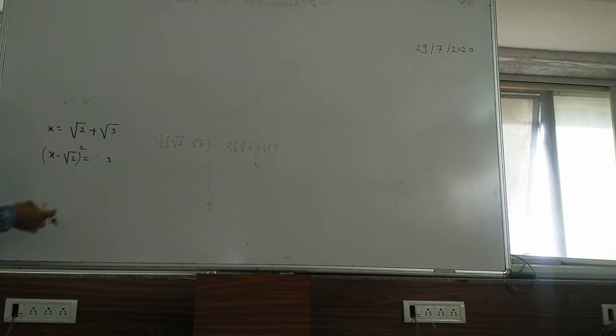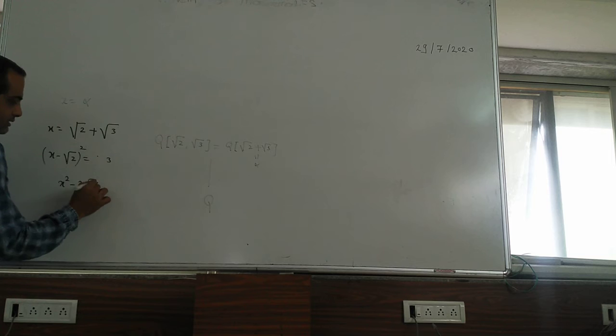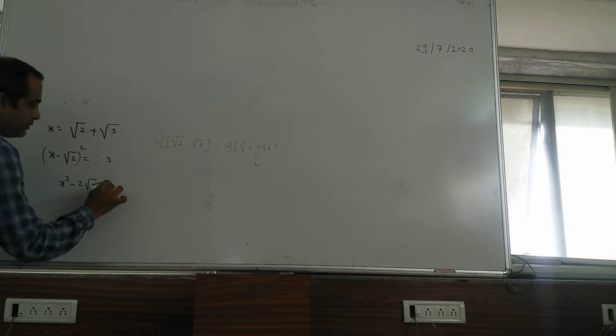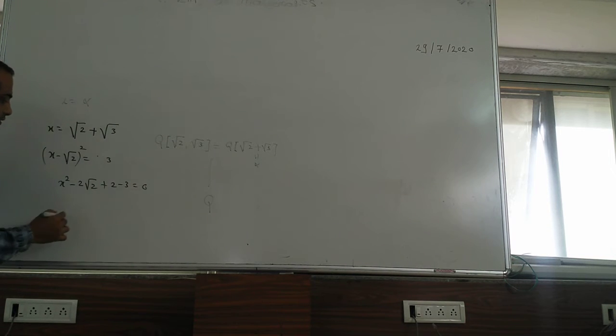Once your square root is gone, rational numbers are coming in. Now take the square. So what do you have? x square minus 2 root 2 plus root 2 square. So 2 minus 3 is equal to 0. So you have x square.